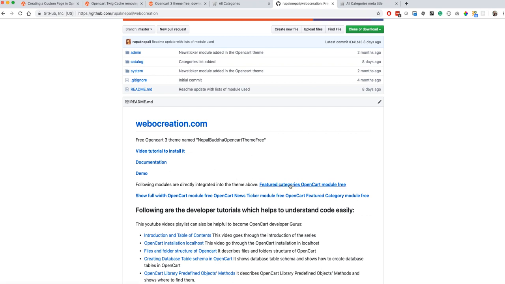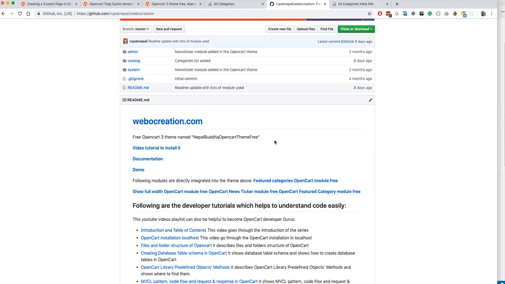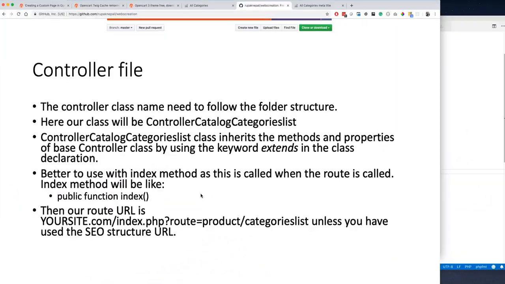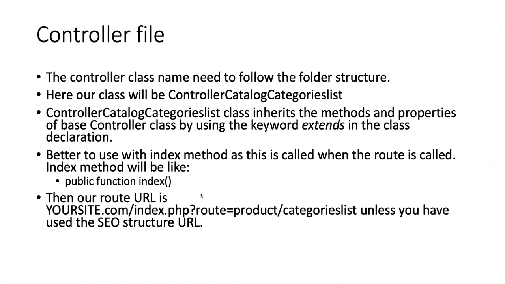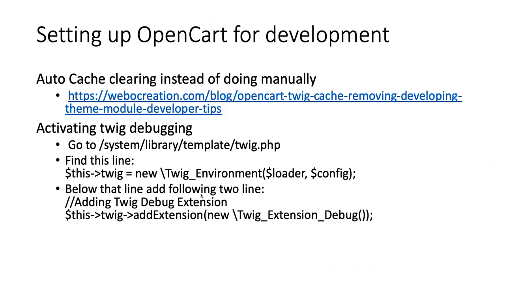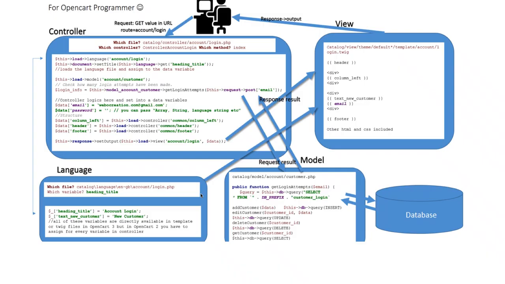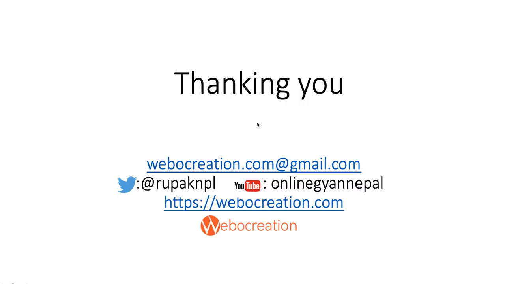And we have used multiple featured categories modules, so full width OpenCart modules, OpenCart new sticker modules, and OpenCart featured categories module. So like this way you can keep on suggesting us if you have any kind of video request or need any help on OpenCart. So these are done. So just to go through these data flows, how request and response are handled in OpenCart. So like this way you can create custom pages in OpenCart.